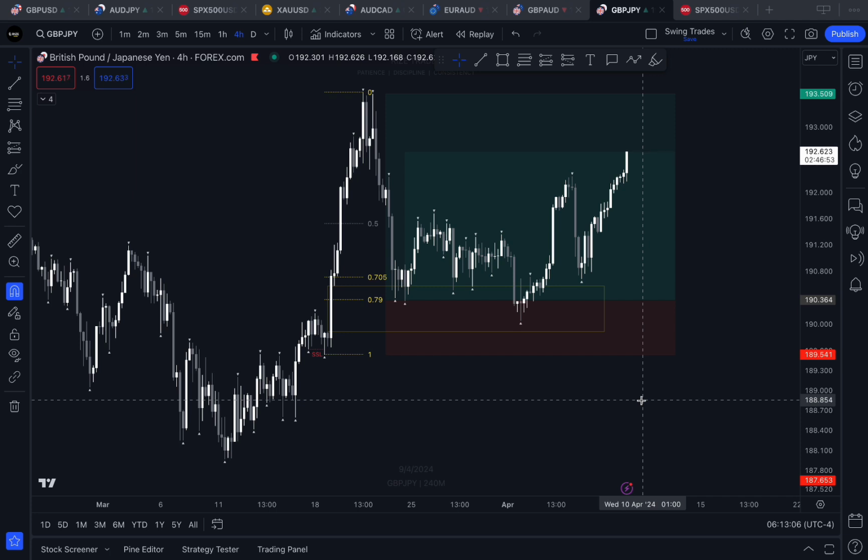Within my group, I do give access to the members for the data tracking sheet with every valid trade that happens across the market. I put it into the data tracking sheet so that we can all track the performance of this strategy.